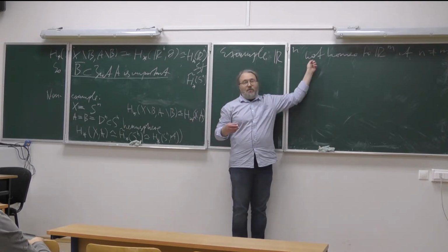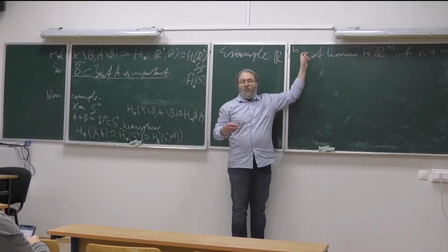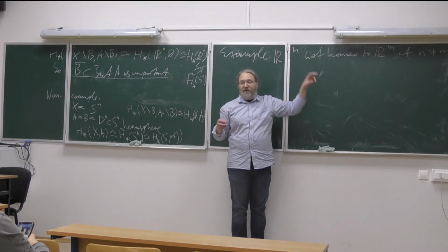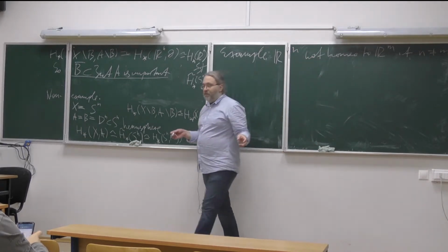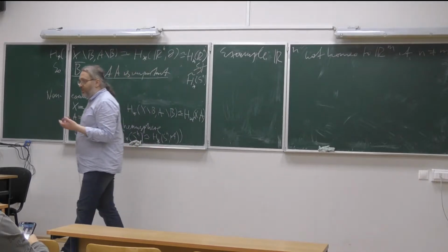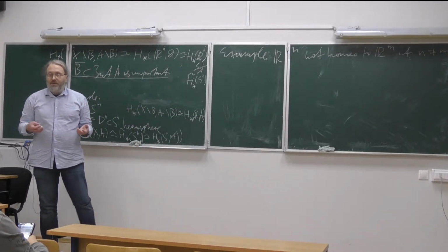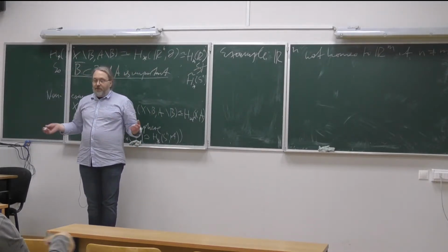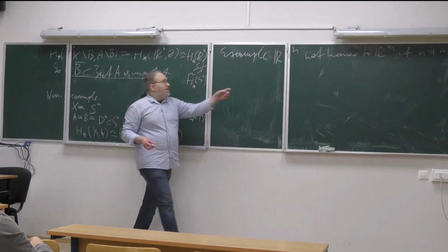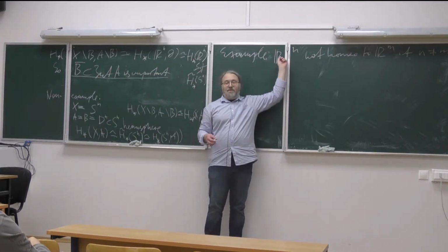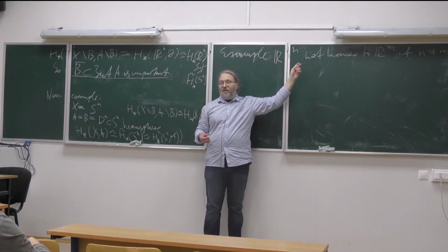Okay, but first of all, we know that Rn and Rm are both homotopy equivalent to a point. No surprises there. But how to prove that these spaces are not homeomorphic?